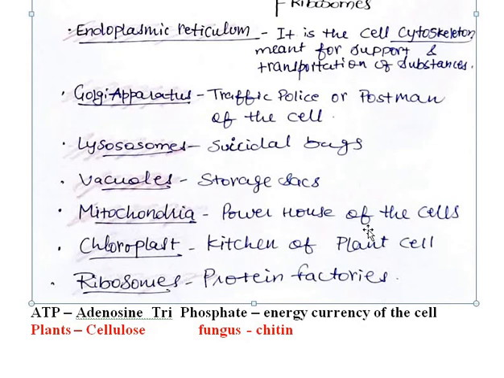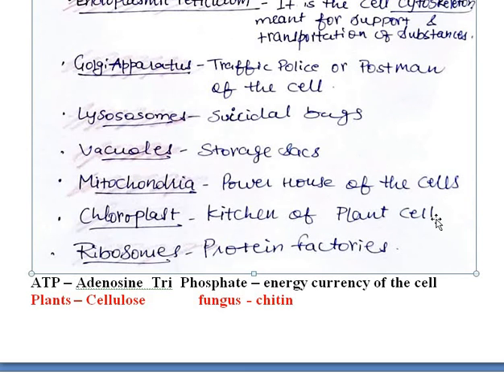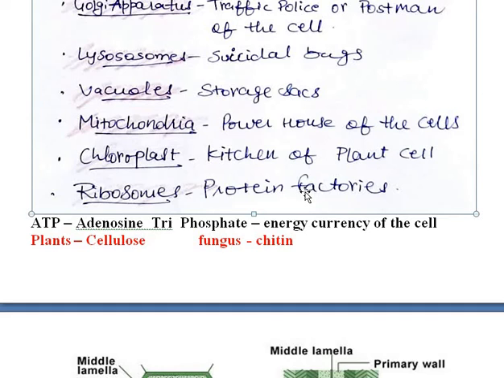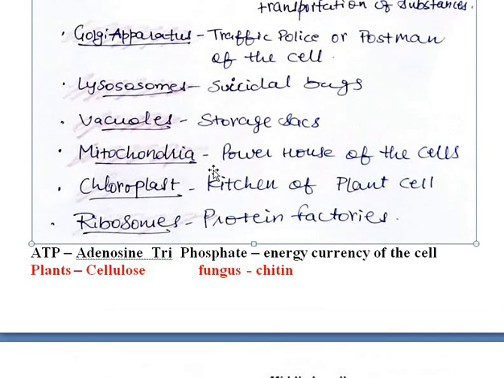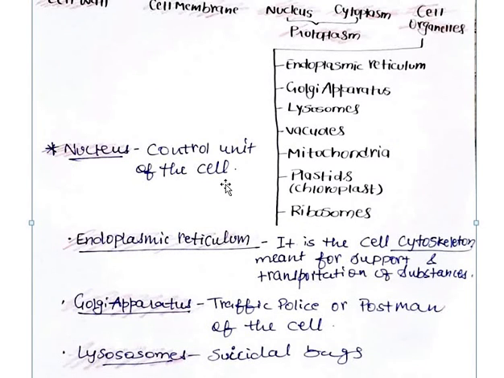Then mitochondria is known as the powerhouse of the cell. It creates energy for the cell for metabolism. Then chloroplast, the kitchen of the plant cell, helps in formation of food through the process of photosynthesis in plants. It is absent in animals. Then ribosomes, these are the protein factories, they make proteins, so you should know. Okay, that's what you should know about the basic idea of the cell.